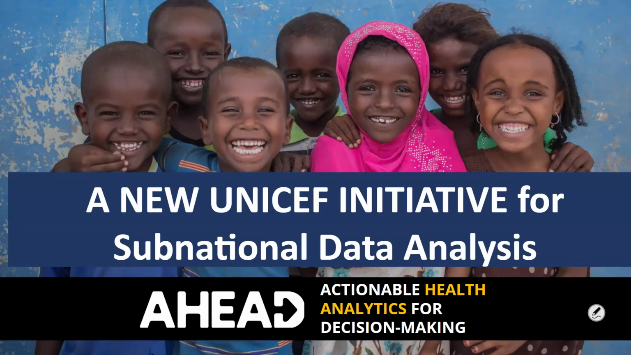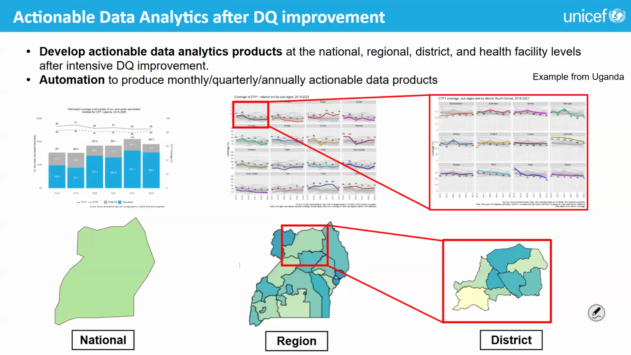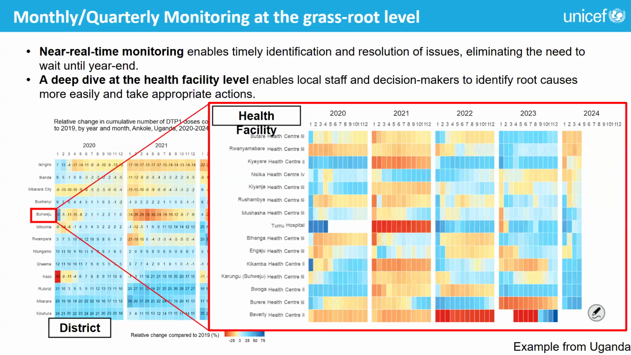In these divisions, we started a new initiative named AHEAD, which stands for Actionable Health Analytics for Decision Making, more focusing on subnational level. This is just an example of what we did in Uganda. So usually we only produce national level historically, but in recent years, we go deep dive up to regions and districts, and all of this data is from the DHIS2. That's why we are here. And taking the advantage of DHIS2, we can also do the quarterly and monthly level monitoring up to the health facility level. So we are starting to use this kind of analytics and the automation process. So every district has some products to monitor their performance, and they can start utilizing it in each country.